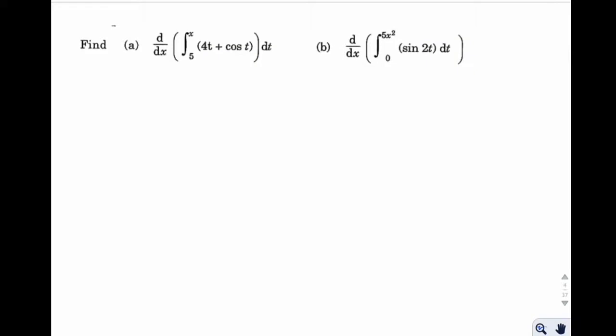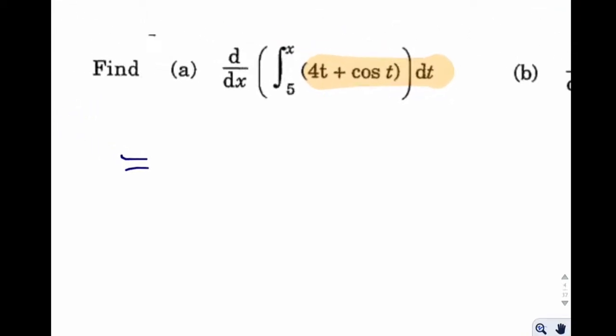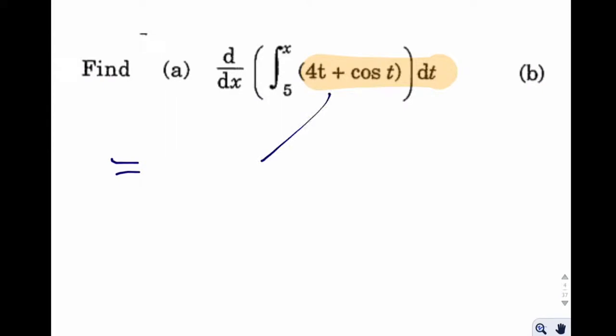If we understand what we've just seen for the fundamental theorem of calculus, we will see that we don't need to go through the process of integrating this expression with respect to t, then substituting x, substituting 5, subtracting, then doing the derivative. All of that is a waste of time. In fact, the derivative with respect to x of this thing here is just this thing here, but as a function of x. So 4x plus cos x. Isn't that a lot simpler?